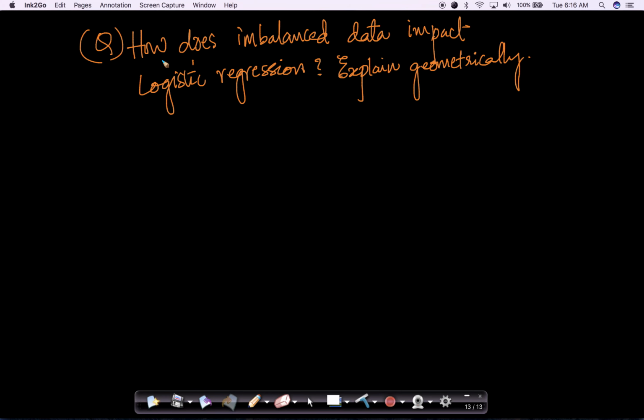So one of the questions that was asked by one of our students over email was, how does imbalanced data impact logistic regression? And he asked us if we could explain it geometrically. So let me try to construct an example for you so that you understand it better.